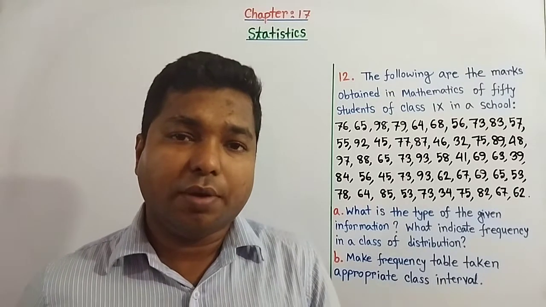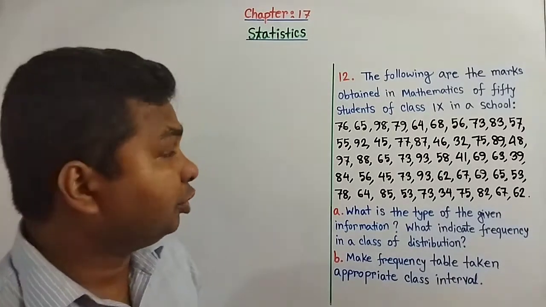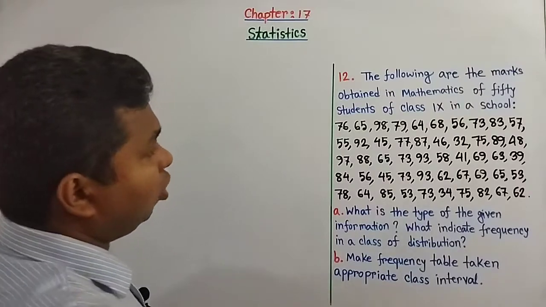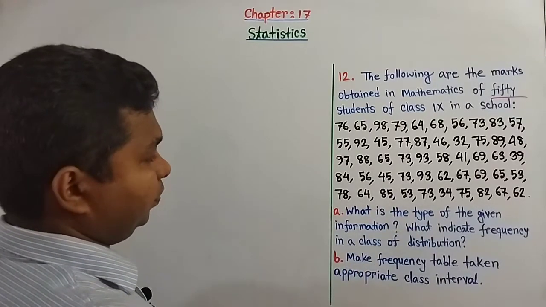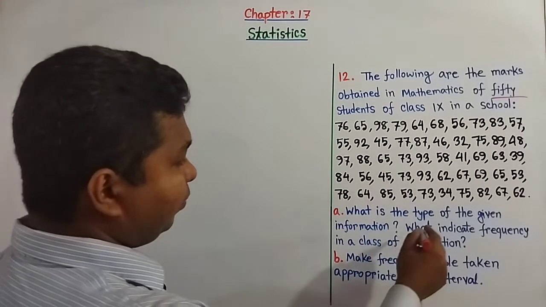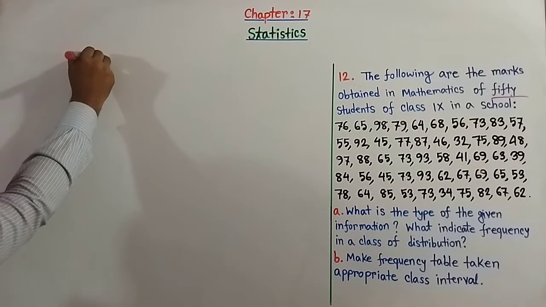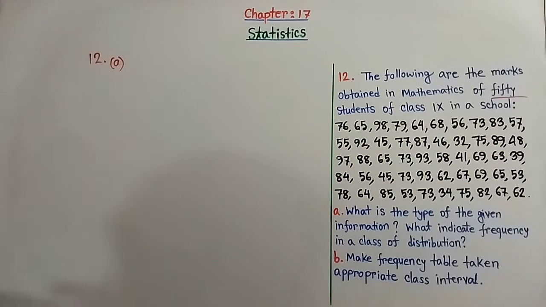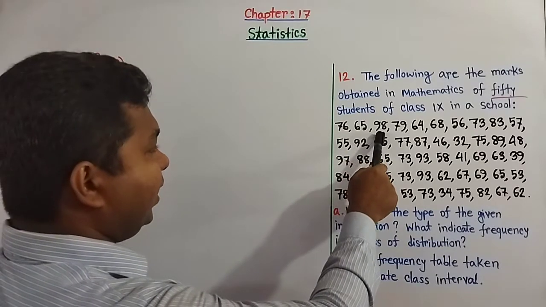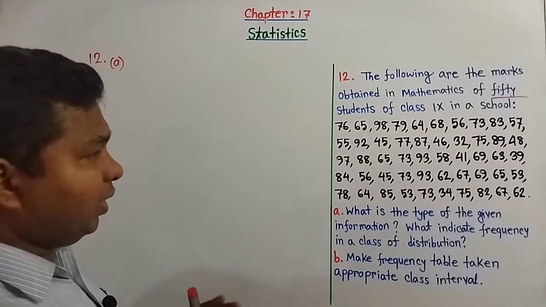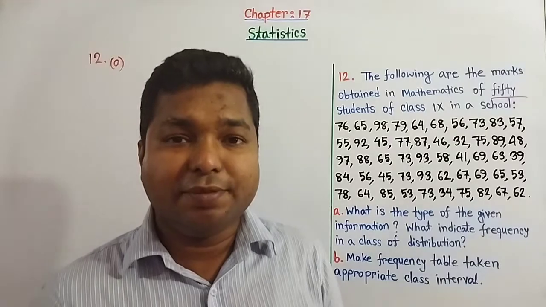My dear students, now we solve an important CQ question, question number 12 from exercise 17. Here, question number 12: the following are the marks obtained in mathematics by 50 students of class 9 in a school. Now, question A: what is the type of the given information? So, now we try to solve this problem. Here, the given data are 76, 65, 98, 79, etc., which are not arranged in ascending or descending order. So, the given data is an unclassified data.